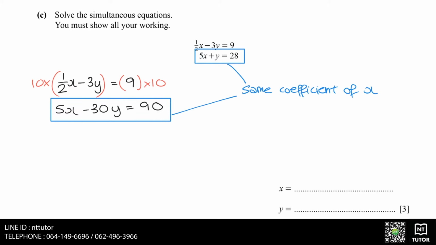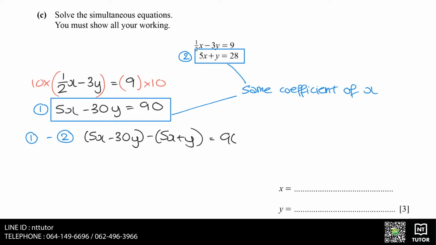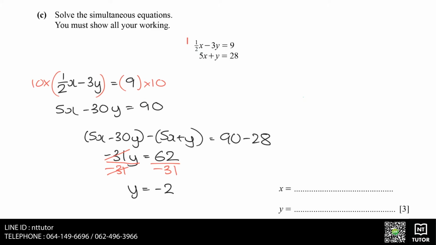After making the coefficient of x the same, we can now subtract the two equations to eliminate the x so that we are left with the y only and we can solve for y. So we are left with minus 31y equals 62, and we can solve for y, and y equals minus 2. Once we have the value of y, we can substitute it back into either equation and solve for x.